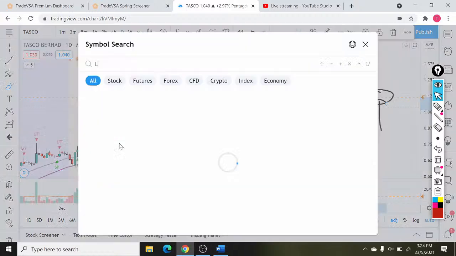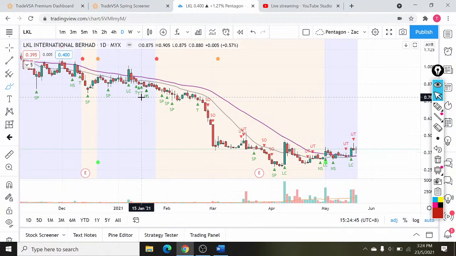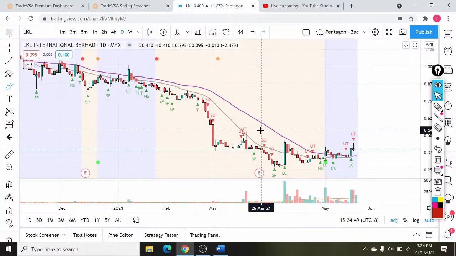Okay, so let's try LKL. Joyce is asking for Inari and Greatech Revenue. We'll take a look later on too. So these three we're going to review later on, then we will close for today's sessions.